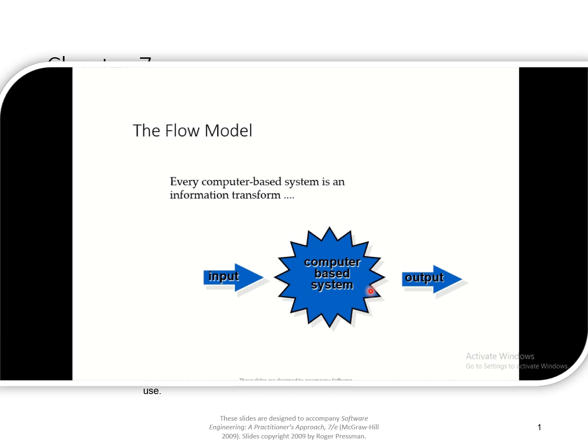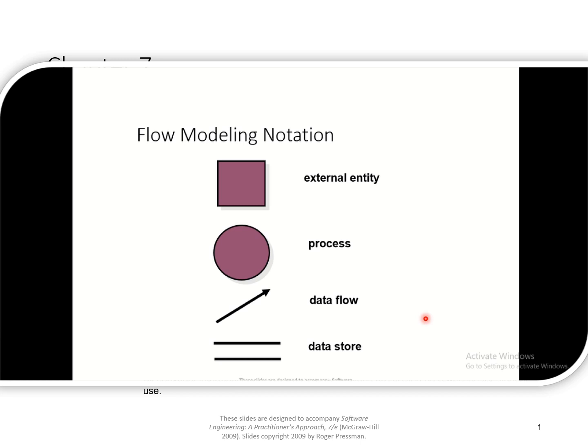The flow model. Here is the pictorial representation of flow model. You can see the input stream, the processor and the output. Flow modeling notations. We have 4 important components of a DFD. First is external entity, second is a process, third one data flow and the data store. Now let us see the notations for these components.